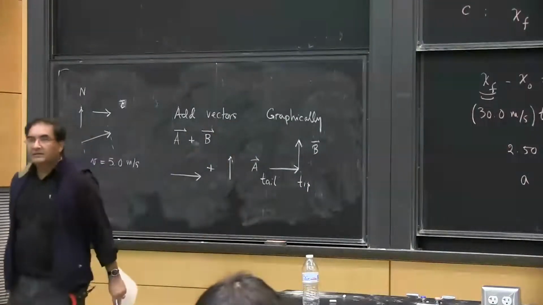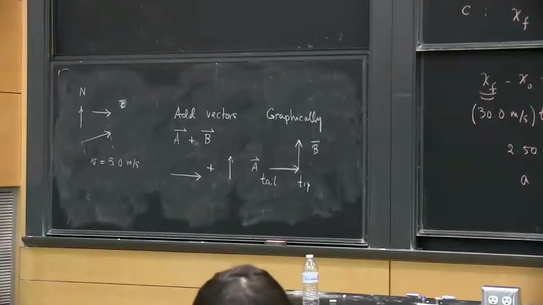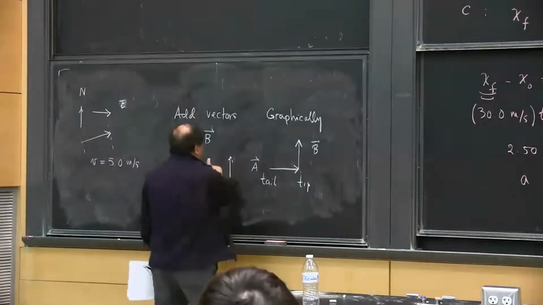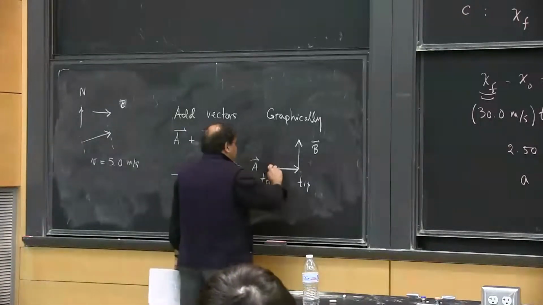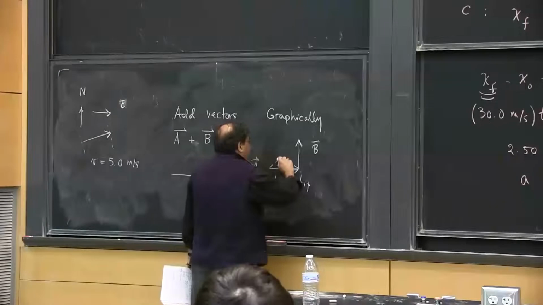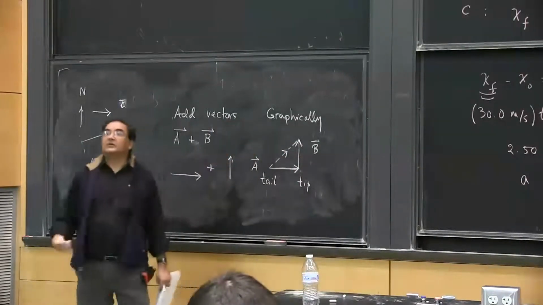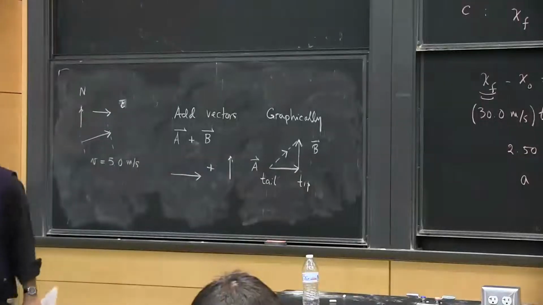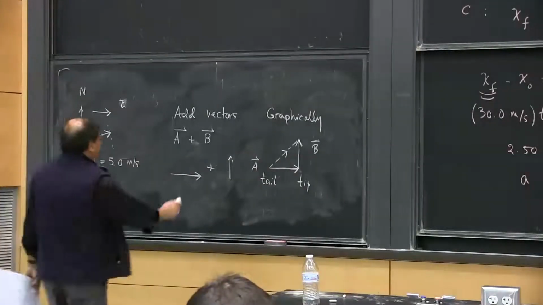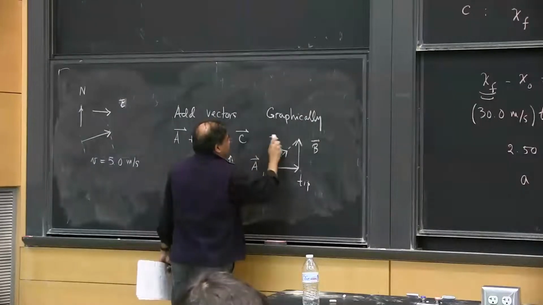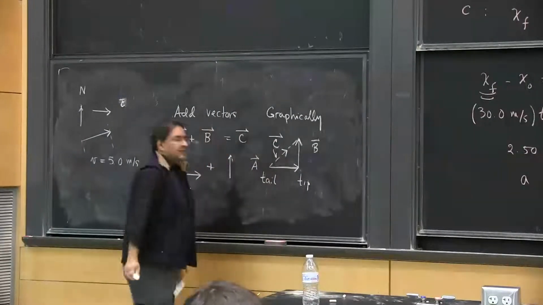So what we have really done is put the tail of one at the tip of the other, kept the direction the same and just moved them around. In this case, it will turn out that if I draw this line, this would be the actual resultant summed vector. If I call the resultant vector C, then this will be C. So that's one way of doing it.